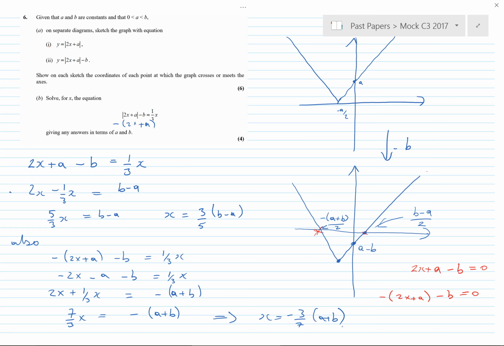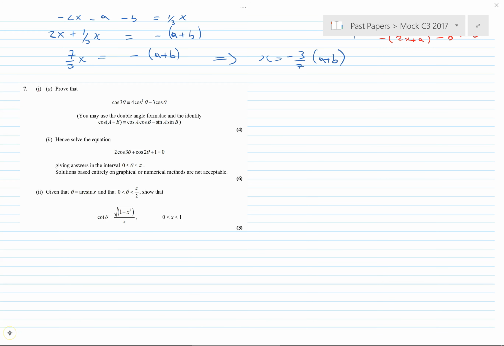A couple of questions to go. Let's have a look at question 7. Okay, so this is a trigonometry question. Part A is, well, there's no excuse for not getting this. This is what we always used to call standard bookwork.